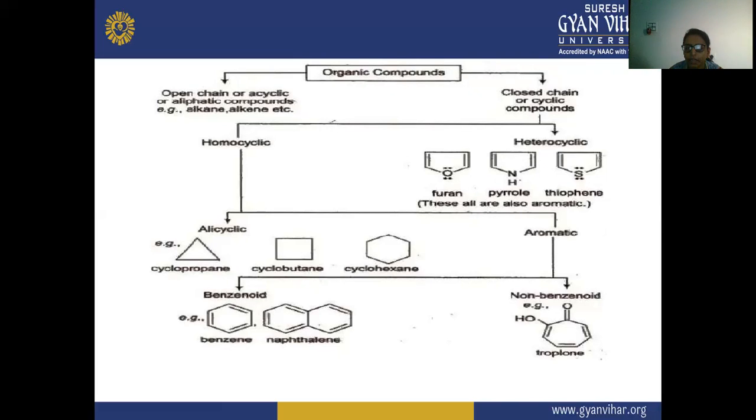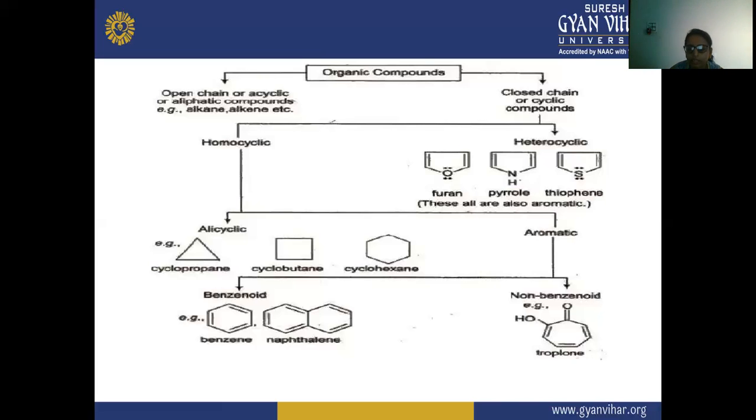So here the homocyclic is classified into alicyclic and aromatic, and the aromatic is again divided into two categories, benzenoid and non-benzenoid. In this homocyclic, you can see first the alicyclic. Alicyclic compounds are closed cyclic chain compounds, and they do not contain any double bond or triple bond in their ring. They are alicyclic compounds because they contain only single bonds in their structure.